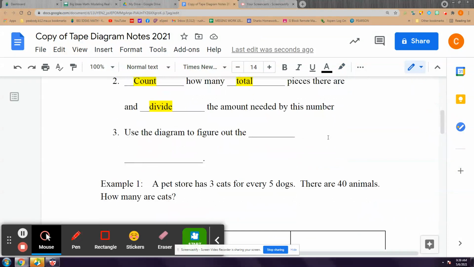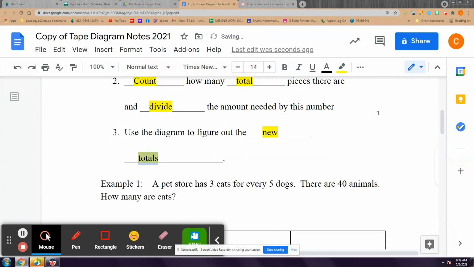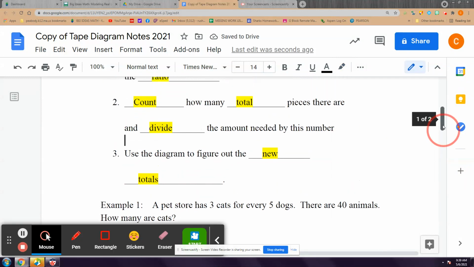Step number three, use the diagram to figure out the new totals. The word new and then totals. And this will make much more sense, guys, when we go through the examples together. Okay, great. So let's go over again.